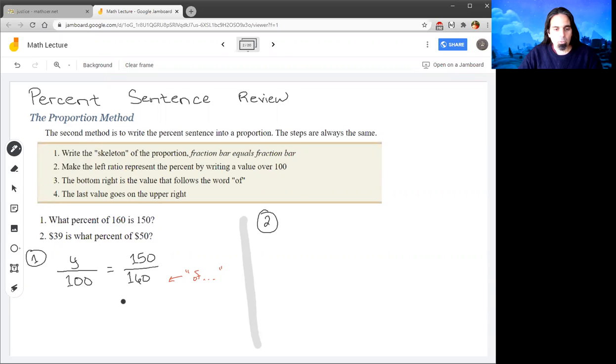You might hear some people talk about is over of, but that doesn't work. And this pair of examples shows you why. Sometimes the thing after is a number, but sometimes it's the percent that goes over here. So you can't trust the is, but you can trust the of. Okay, now we have y times 160 is 150 times 100. Or you could use the shortcut if you're that kind of person.